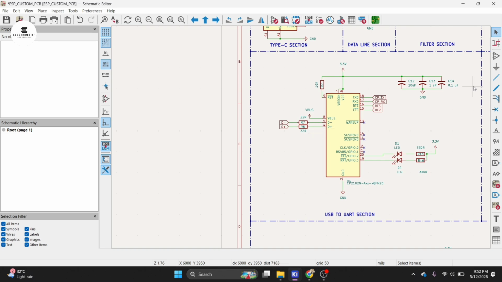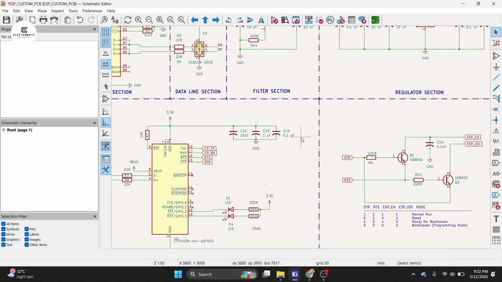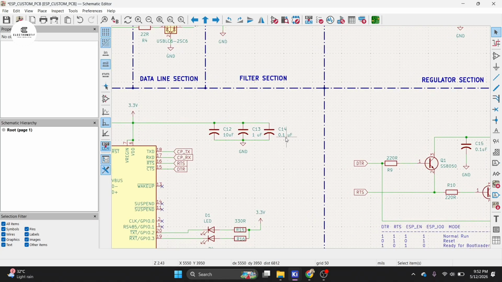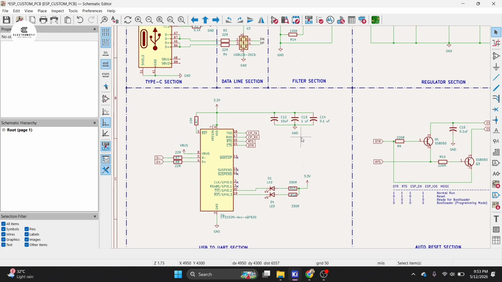This IC is powered by 3.3 volts and we use 3 capacitors: 10 microfarad, 1 microfarad and 0.1 microfarad. The smaller capacitors filter the high frequency noise and the larger capacitors handle sudden current spikes. So you need to put the correct capacitor values for your IC.